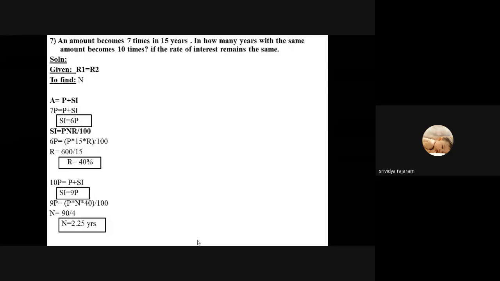Guys, it is 22.5 only. I have made a mistake. It is not 2.25. It is 22.5 years only. So the answer which you provided is correct. So let us proceed with the next problem.